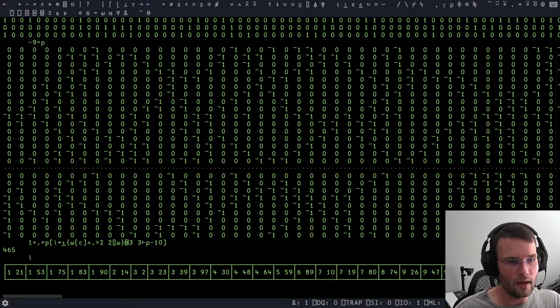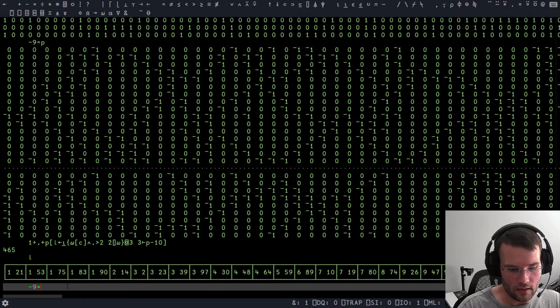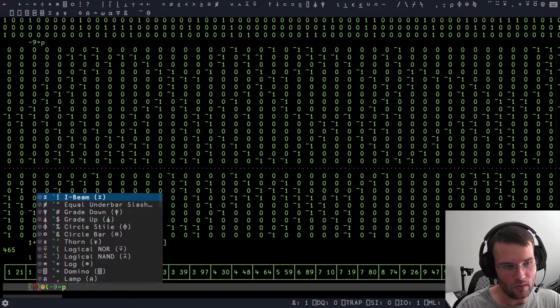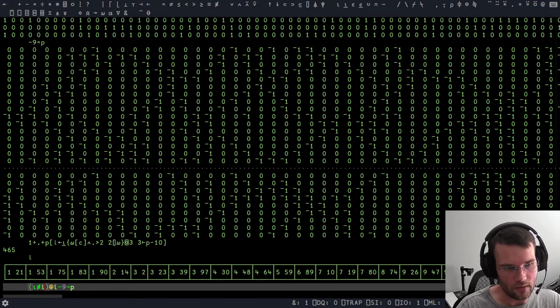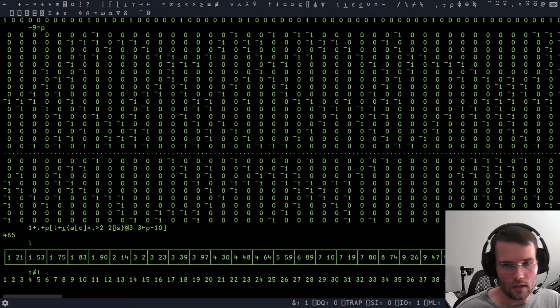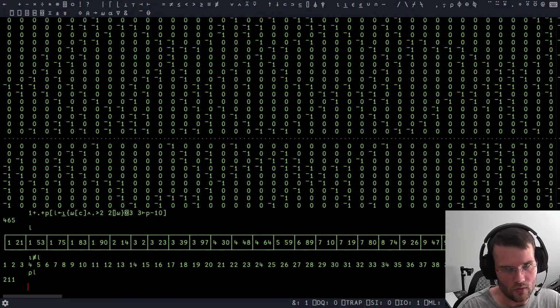So I can say -9 equals p, so all the 9s are now represented by -1s, and I can use the at operator and say at the low points, I want you to denote each of them with a unique identifier. So iota length L. I can show you. Iota length L is just counting from 1 up to the length of our array of low points, which is 211 points.